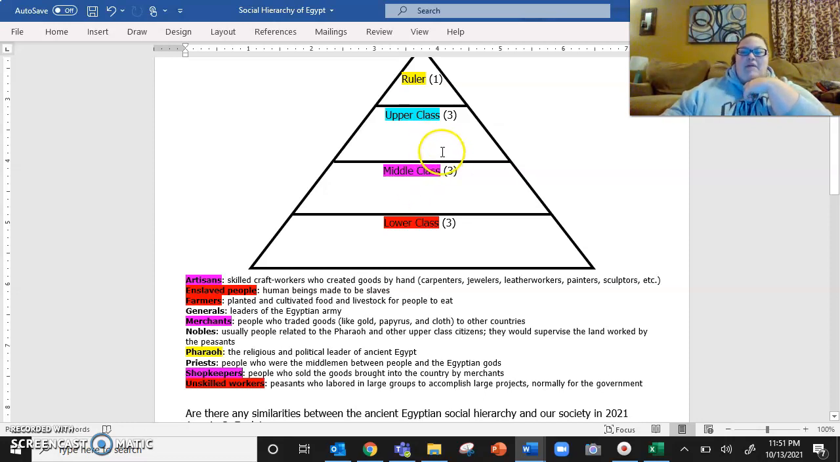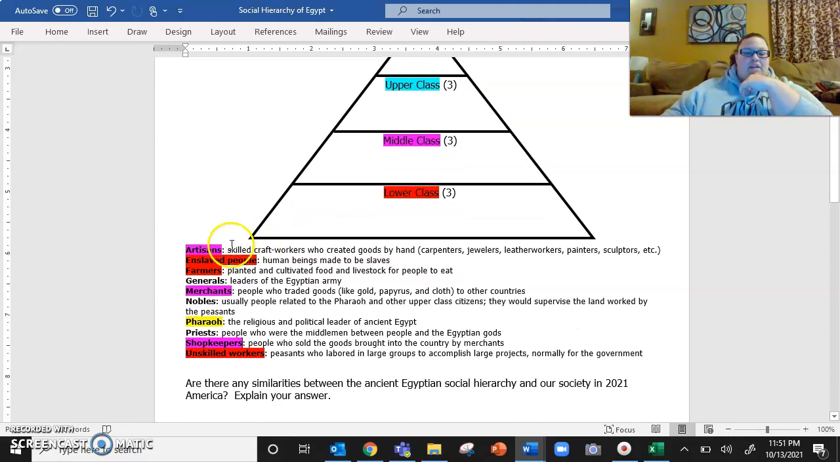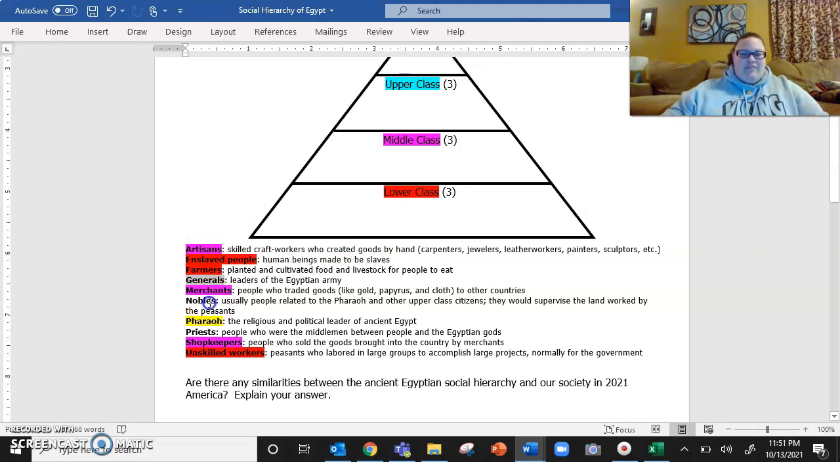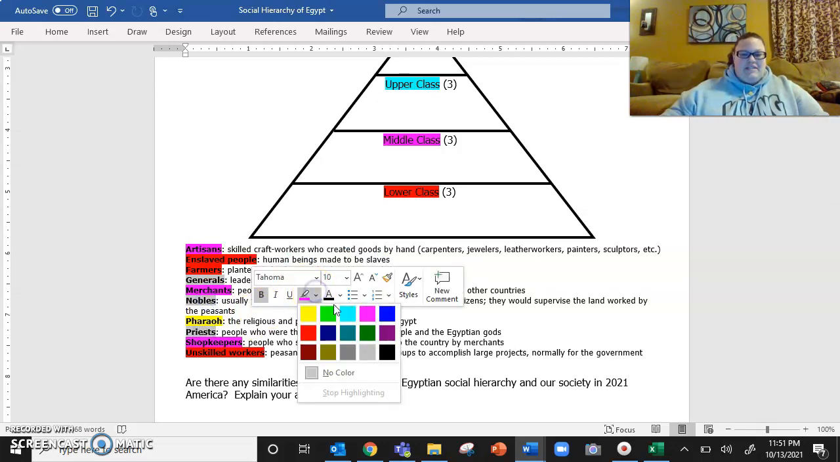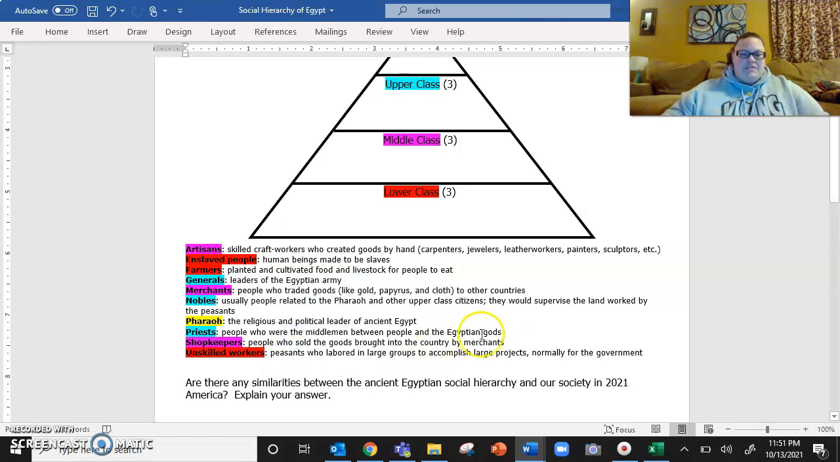Okay, how about the upper class? The upper class we know is 3 different groups, and hey look, we have just 3 groups left. So the upper class was generals and nobles and priests.